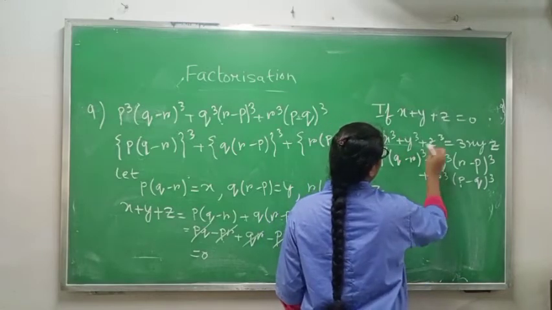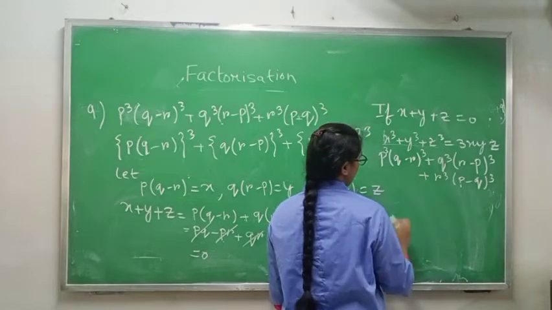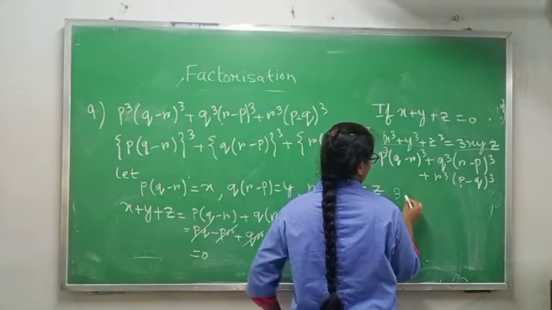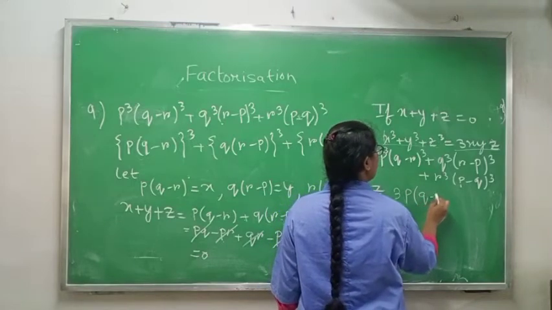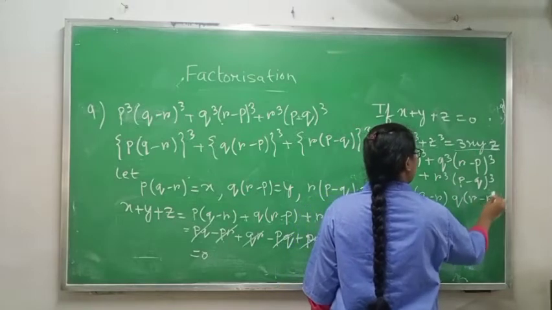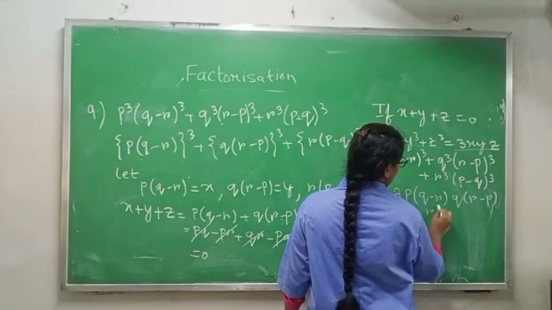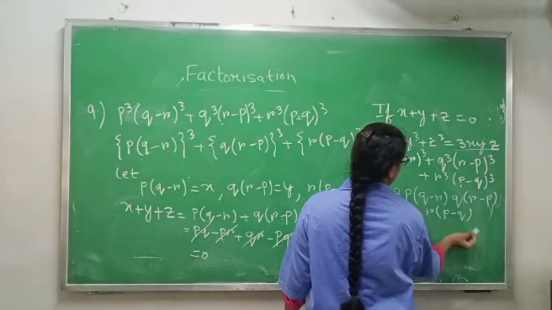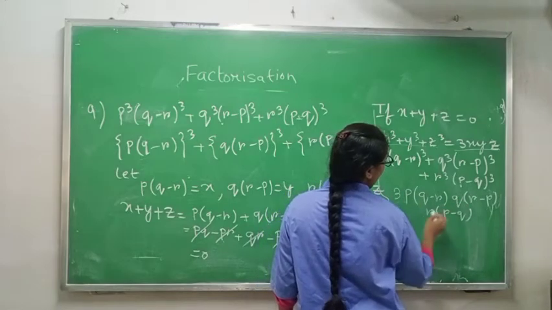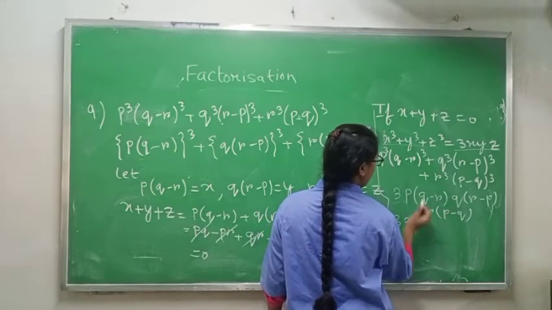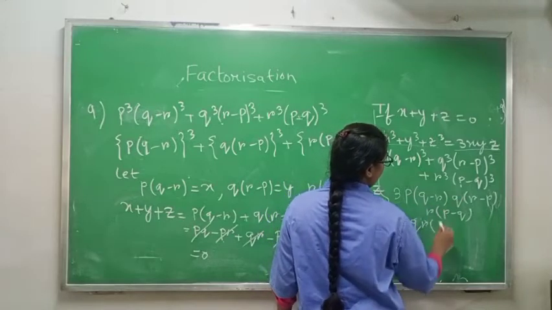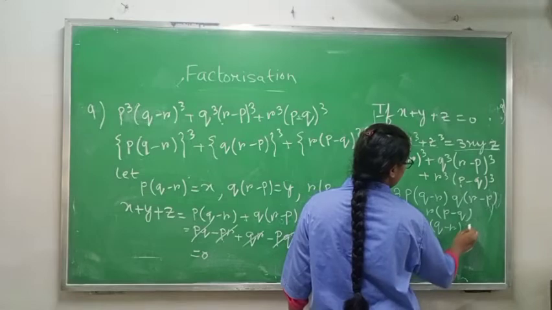Now you know that x cube plus y cube plus z cube is equals to 3xyz. So I will write this one. 3 first. X is p(q − r), y is q(r − p), z is r(p − q). Okay. Now what you can do? 3pqr. I am writing first pqr. Then whatever is in the bracket I am writing after this.